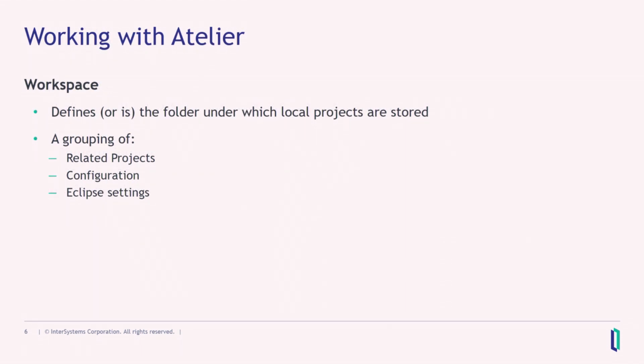So working with Atelier, which is working with Eclipse. Some basic concepts most of you may already be familiar with. We're going to go through it really quick. The first thing you run into is a workspace. What is a workspace? It defines a directory, an environment where you store all locally defined related projects, the default location for those. It also keeps track of configuration and Eclipse settings for the particular way you're working with Eclipse or Atelier right now. You can have multiple workspaces.